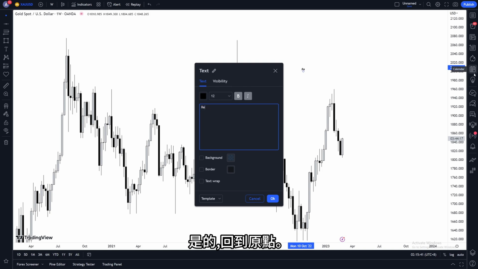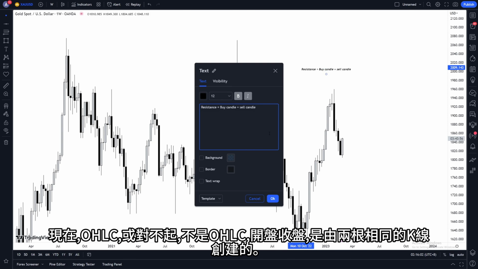Resistance is created how, guys? Resistance is created by a buy candle plus a sell candle, correct? Now, open close is created by two of the same candles.